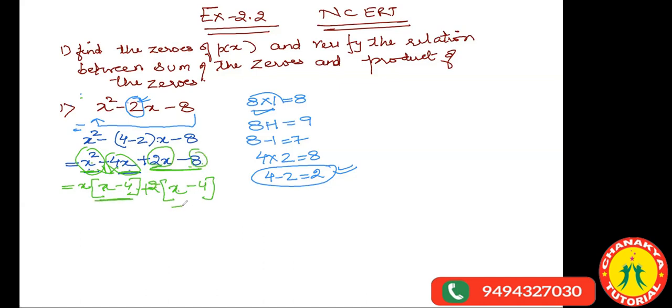Now, after making factors, just check whether these two brackets are same or not. If these two brackets are not same, that means your factorization is not correct. Now, just write your factors like this: x minus 4 and x plus 2. Got it? These are the factors. But see, in this you have to find the zeros. Zero means value of x. So to find the zeros, the value of this function will be equal to 0. You will put these two factors equal to 0 only.